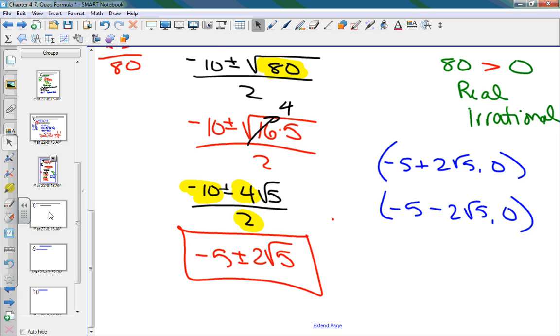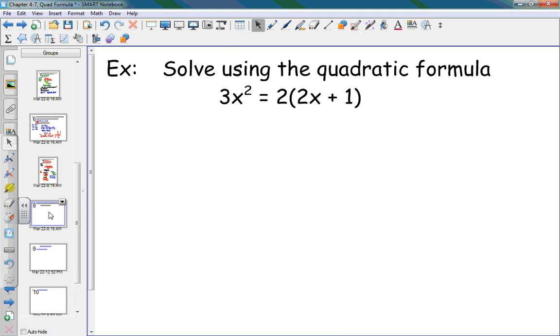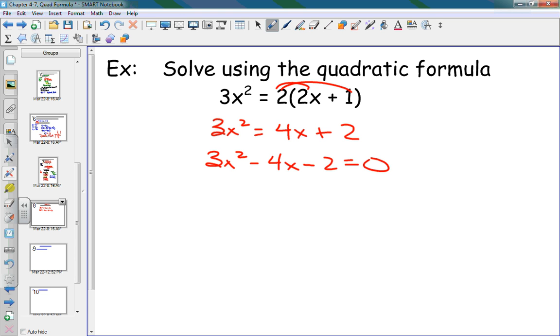Let's do it again. Solve using the quadratic formula. Is this in the form of ax squared plus bx plus c? Clearly not. I have parentheses, so I need to get rid of those parentheses. So I'm going to distribute. That's 4x plus 2. Now I'm going to bring everything over to one side, so I'm going to subtract the 4x and subtract the 2 from both sides. By doing that, I now am in the form of ax squared plus bx plus c.